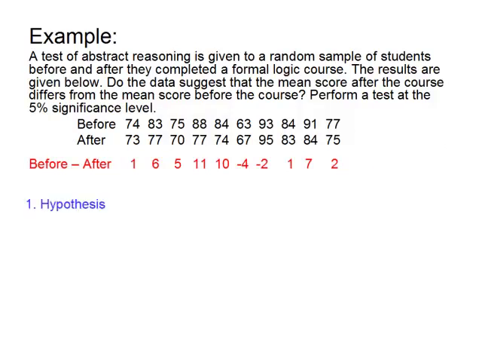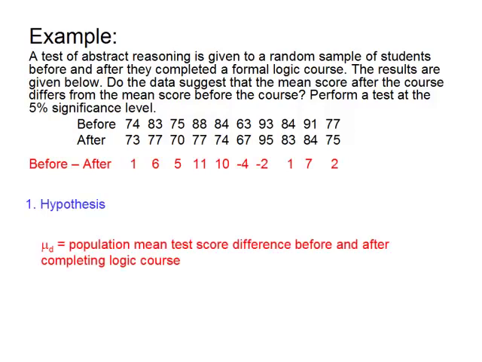So step 1, our hypotheses. Our parameter is mu sub d, which is the population mean test score difference before and after completing the logic course. Our null is mu sub d equals 0. Our alternative is mu sub d does not equal 0.